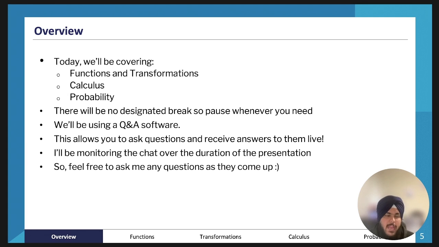So today we'll be going over functions and transformations, calculus, and also a little bit of probability. There will be no designated break in today's lecture, so pause whenever you need. And we will be using the Q&A software, so if you have any questions, please pop them through so that I can answer them, as I will be monitoring the chat during the course of the presentation. Feel free to ask me any questions so that I can answer them as they come up.